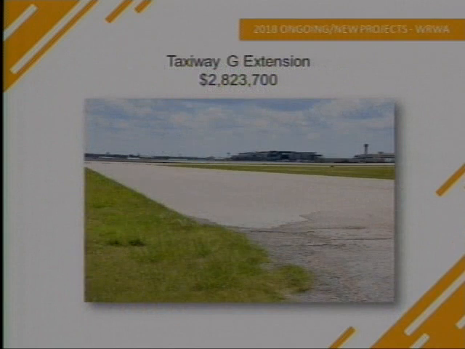Taxiway G extension is a major project, over $2.8 million. Taxiway G is the longest east-west taxiway at Will Rogers. We will be extending this taxiway east across Old Portland Avenue. The significance of this project is that it will create a lot of large tract parcels available for future aeronautical development. So we're excited to get this going.